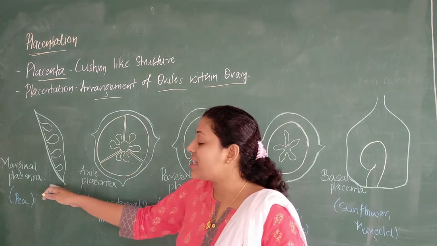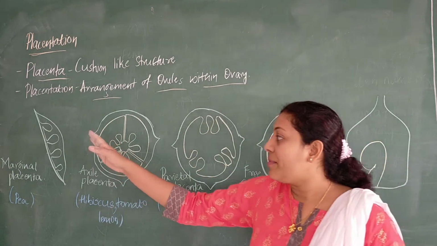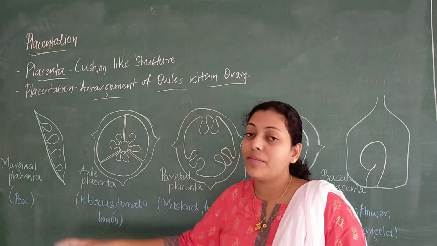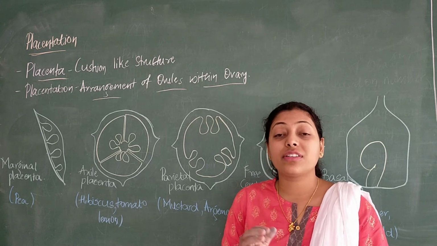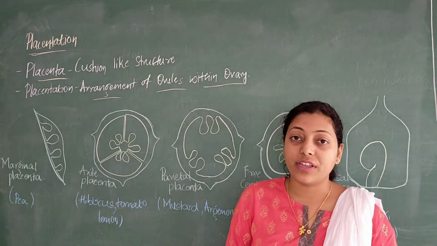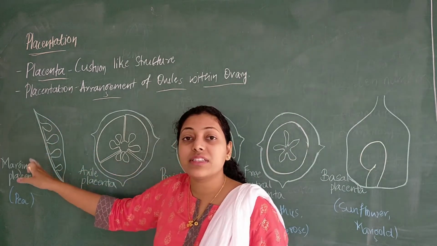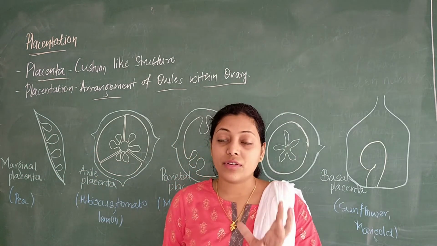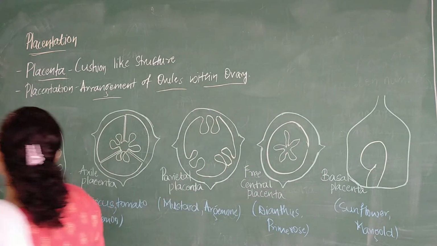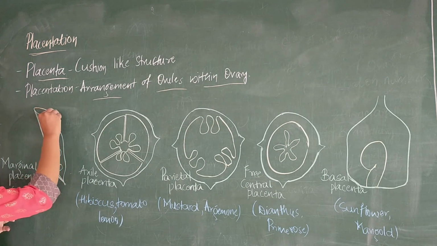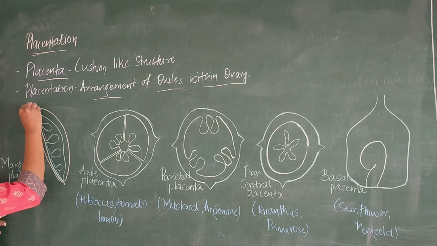First we'll take marginal placenta. By the word itself we can say that the placenta is found at the margin. The placenta is formed at the margin or the ridge of the ovary, towards the ridge of the ovary. Here, this is all ovary. This is the ovary over here.